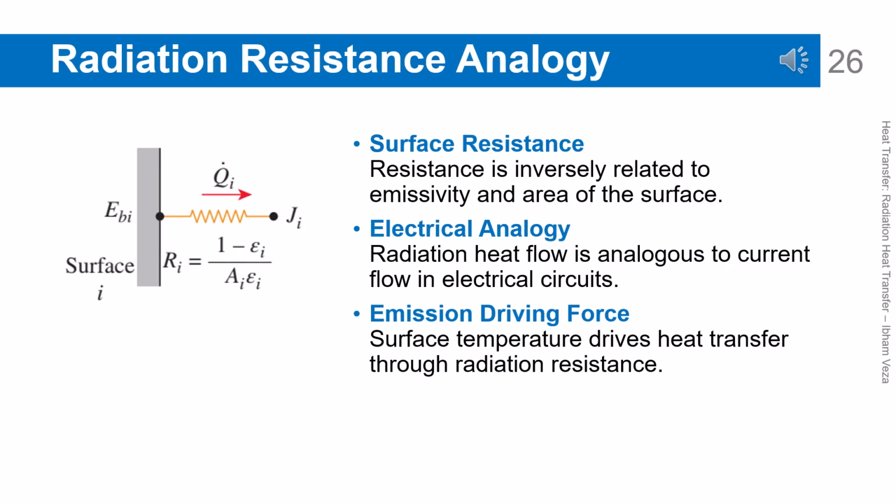Radiation resistance analogy. Radiative heat transfer can be analyzed as electric current flow in an electrical circuit. In this analogy, each surface has a radiation resistance that depends on emissivity and area. Temperature acts as the driving force, similar to voltage in electricity. With this analogy, complex systems can be analyzed using circuit methods. This approach greatly simplifies enclosure modeling.